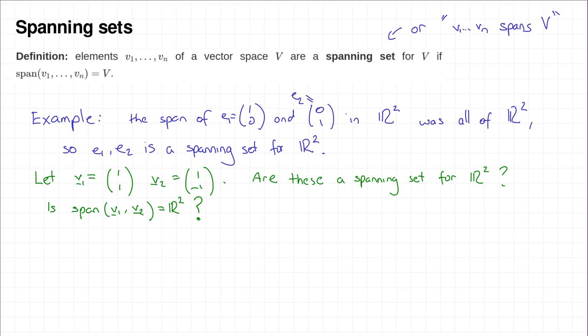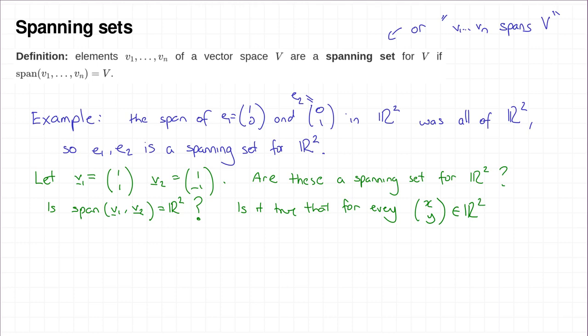So you might like to think about this. Maybe pause the video, try and figure out what you need to do. Well, if you did that, then let's now work out the answer. So the answer is yes, it is a spanning set. But if we want to figure this out, what we have to do is to say, can we write every single vector in R squared as a linear combination of V1 and V2? So we're asking, is it true that for every (x, y) in R squared, we can write that vector as a linear combination of V1 and V2.